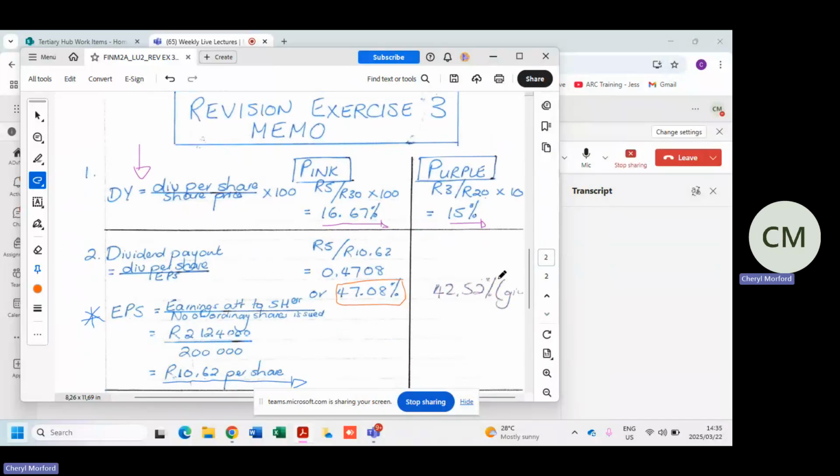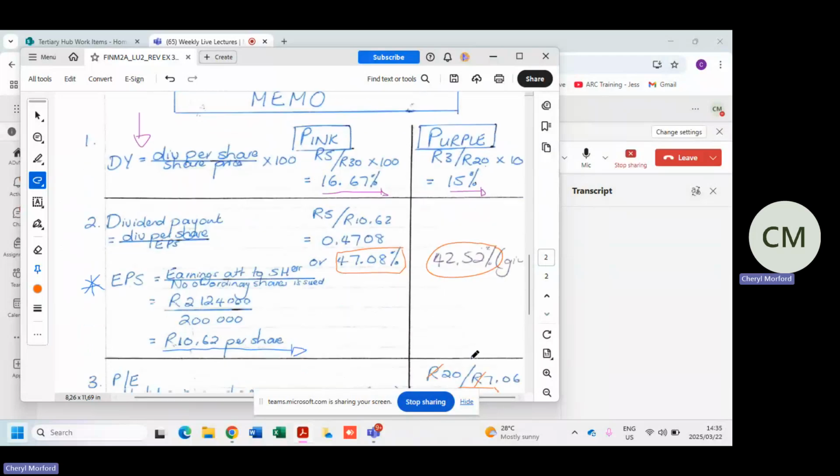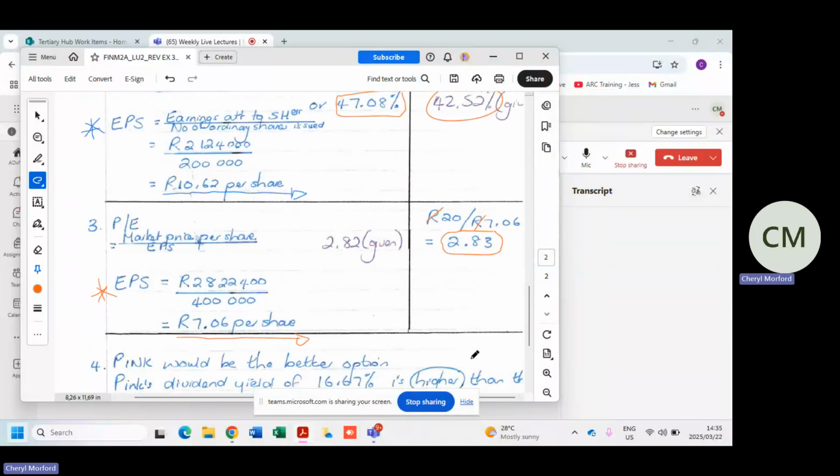Right, so that's why I've gone and put in the 42.58%. And then for PE, we worked out for purple. We must go and insert for pink. Now what we need to do is make a choice.